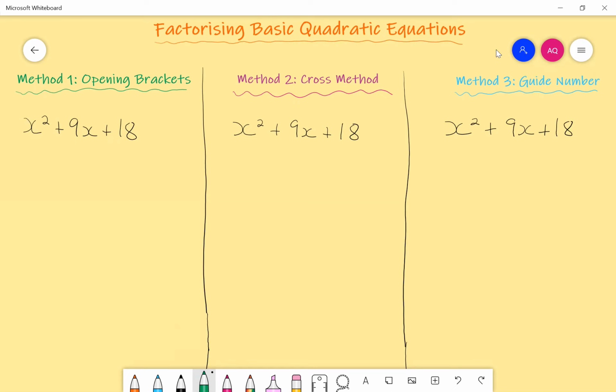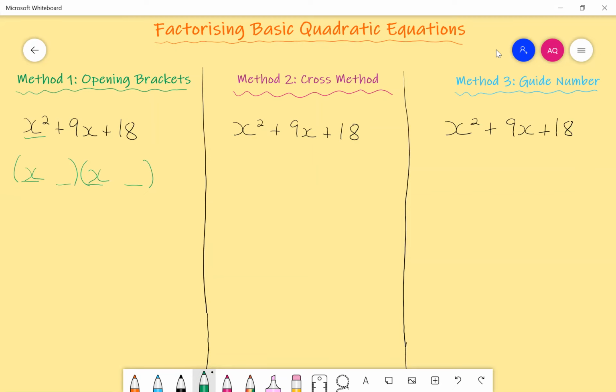So to go to the first method on the left hand side here, we just call it opening brackets. Quite simply, what we'll do here is open up two pairs of brackets. There must be two numbers in each of these brackets. Now, the first number in each bracket must multiply to give you x squared. So the only way we can do that in this case is by putting in x and x, okay?